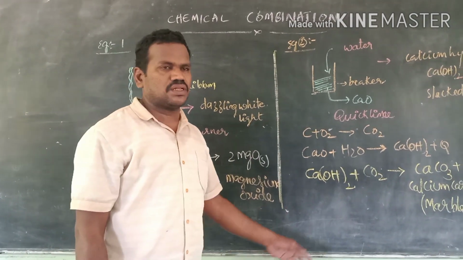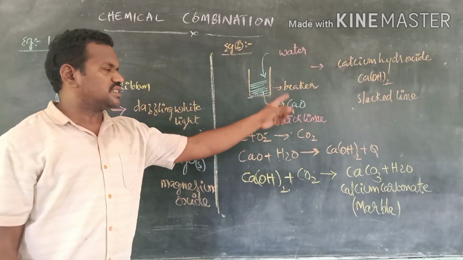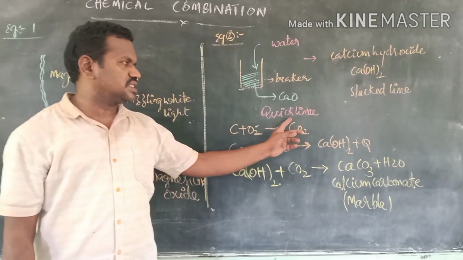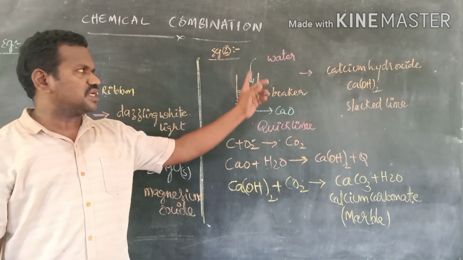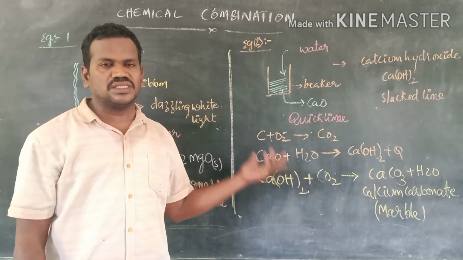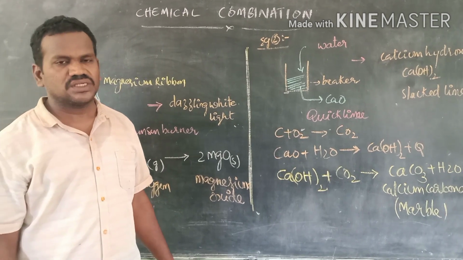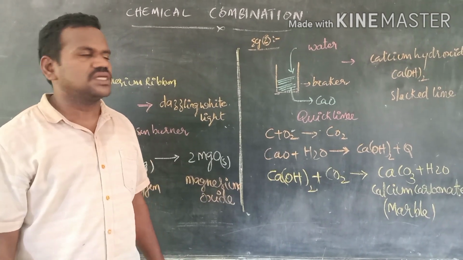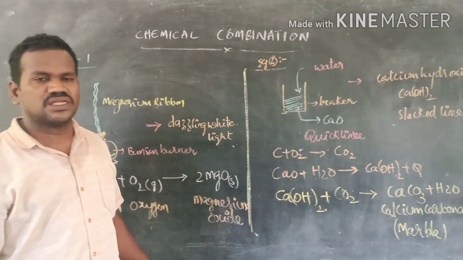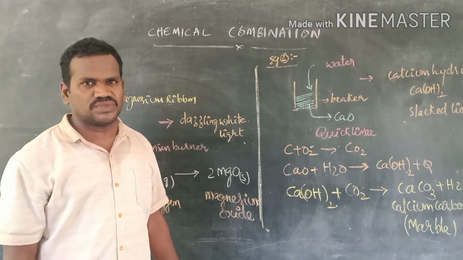In the second example of combination, we are going to take a beaker. Inside the beaker, we are going to take calcium oxide, which is nothing but quicklime. For that we are going to add some amount of water. We are going to do the activities for these two examples. After observing the activity, I will clarify the meaning and the definition of chemical combination, and what happens in the case of chemical combination.